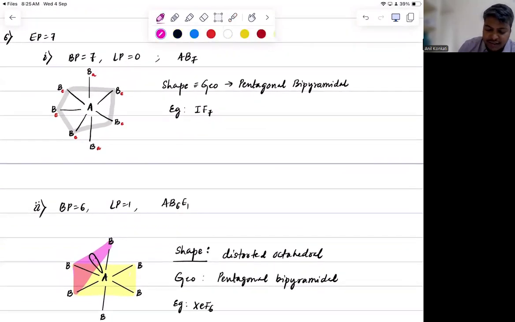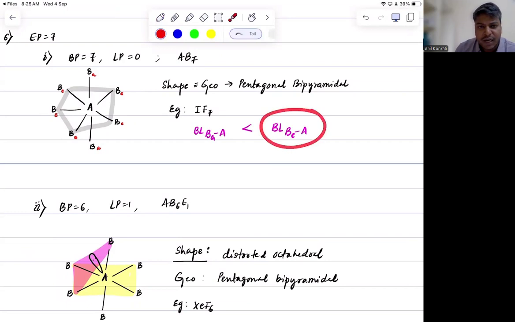Now in this case, interestingly, if you notice the bond length between axial and A versus the bond length between equatorial and A, the equatorial bonds are longer, everybody. Unlike in trigonal bipyramidal, here it is exactly opposite. So Bent's rule is applicable here again.